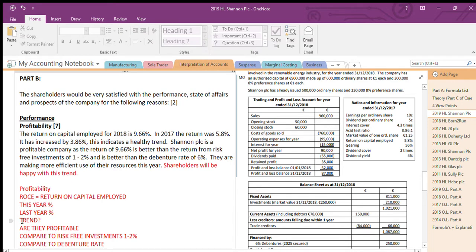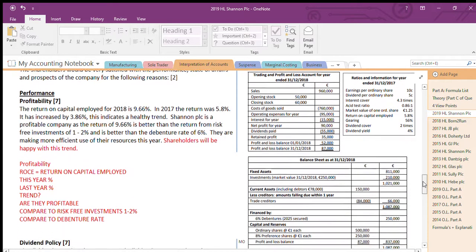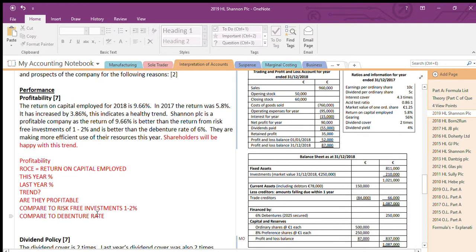So you not only state the trend is better, profitability is increased by 3.86%. You're stating they're a profitable company. Comparing to the risk-free investment, it's better; the risk-free investment is only 1 to 2%. Comparing it to the debenture rate, which is only 6%, it's better than that as well. You're stating that the company is making efficient use of the resources.